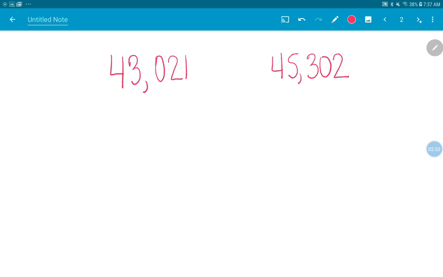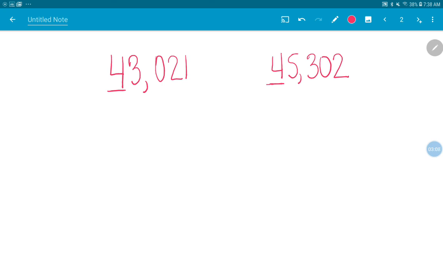I want you to read each number. This is 43,021 and 45,302. Now before, in the first problem, our largest unit was thousands. But in this set of numbers, our largest unit is 10,000s. I have 4 10,000s, and I have 4 10,000s in my other number.